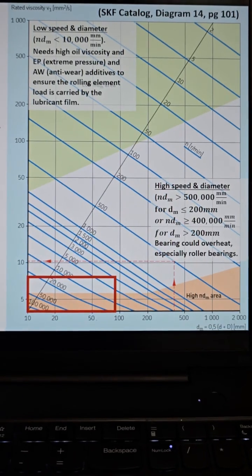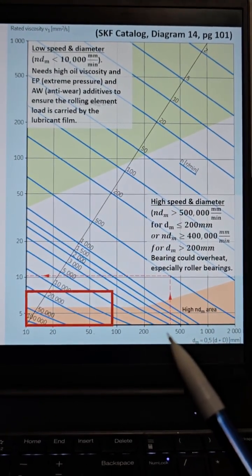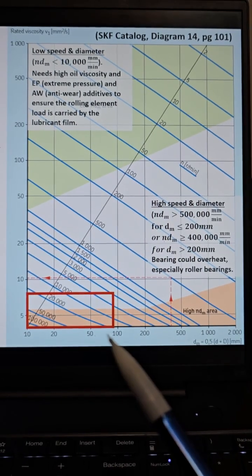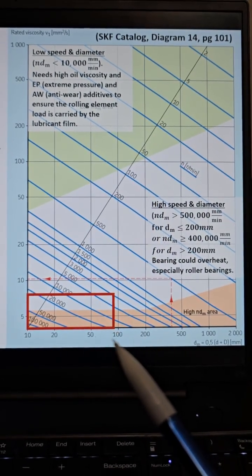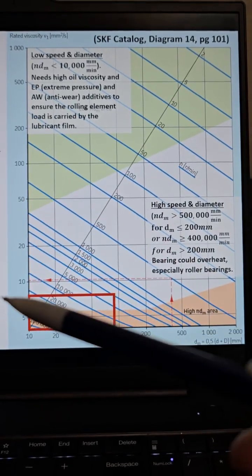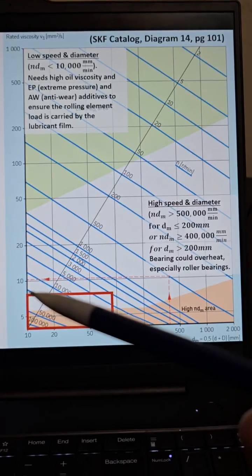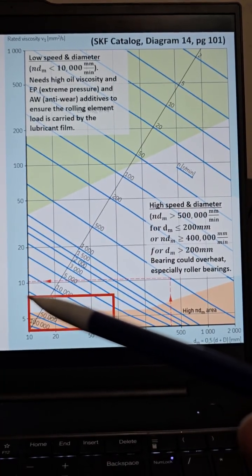So here we have the plot where we look at the mean diameter for the horizontal axis. We had a mean diameter of 95, so just shy of 100 here. And then we look at the curve. We have 3,000, and then we read off the rated viscosity, V1, somewhere around 7 millimeters squared per second.